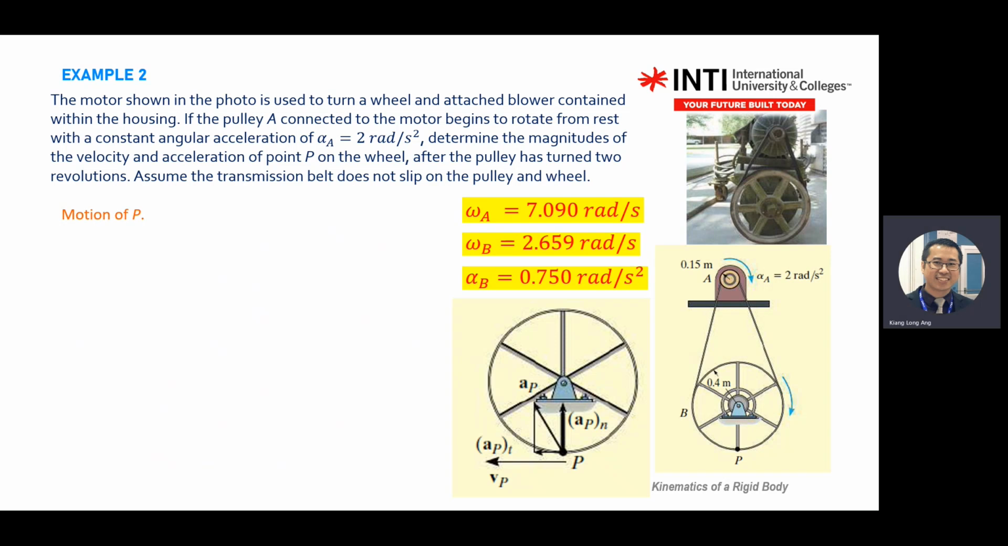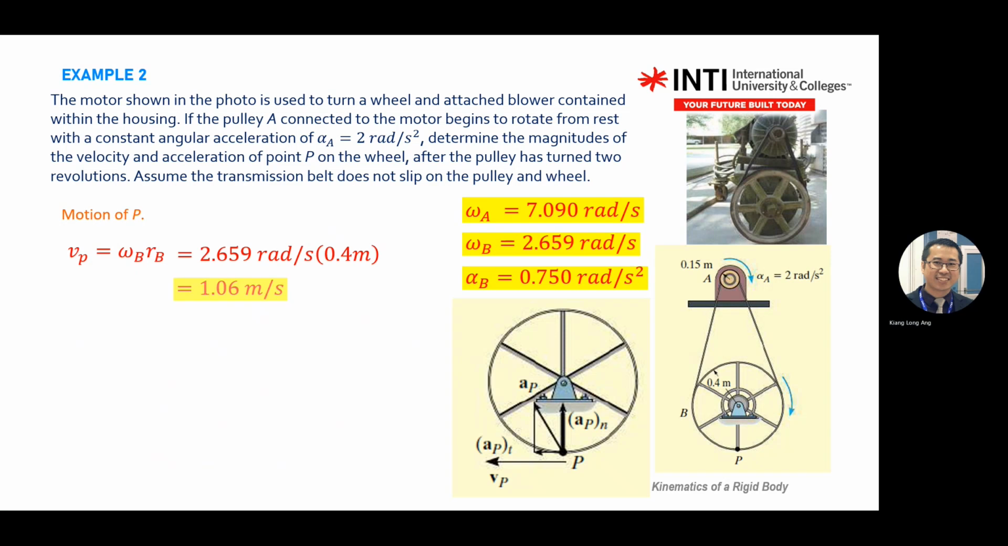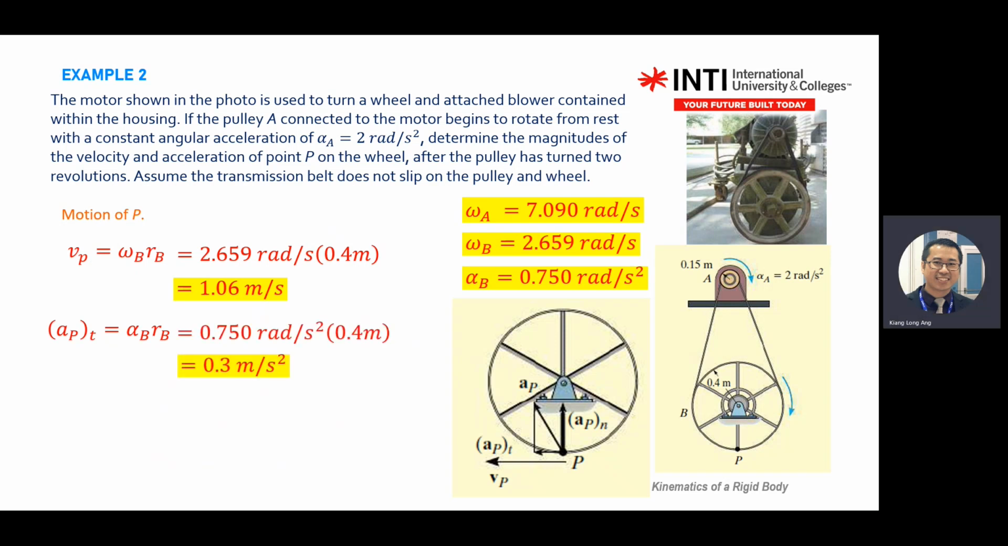So chapter 5, we are looking at this diagram. The question will only mention the free body diagram and kinematic diagram. So you draw this one. This is what we're looking for. All right. So VP, how do you find it? Omega R. You substitute the values, you get VP. How to find AT? Alpha R. Substitute, get the value. How to find AN? Omega square R. Substitute, you get the value.